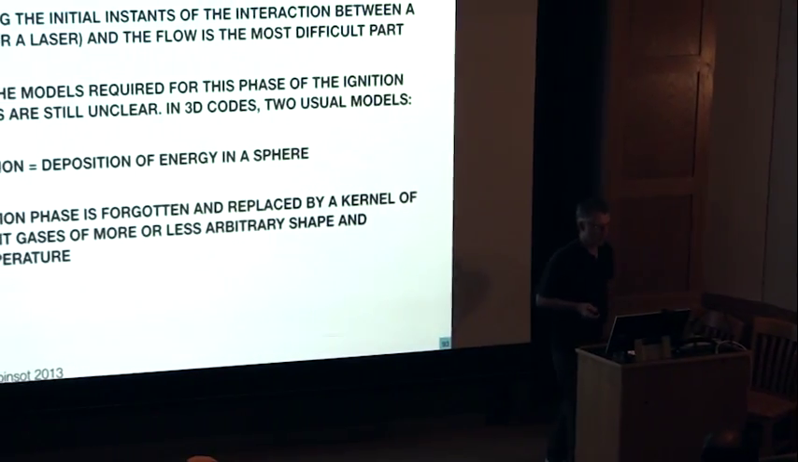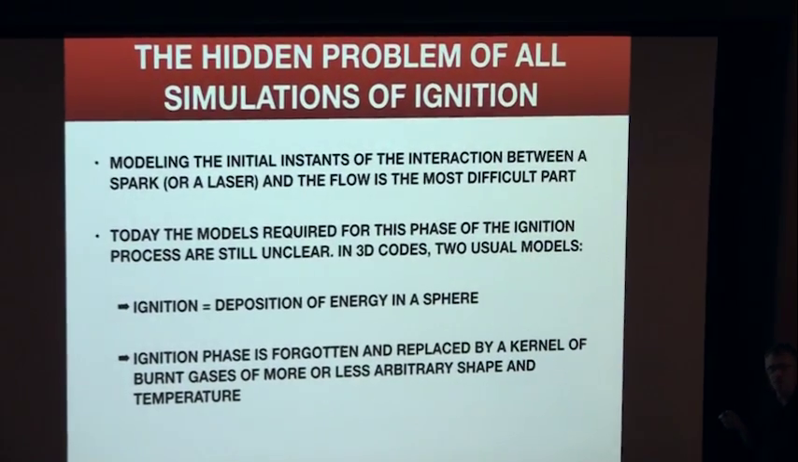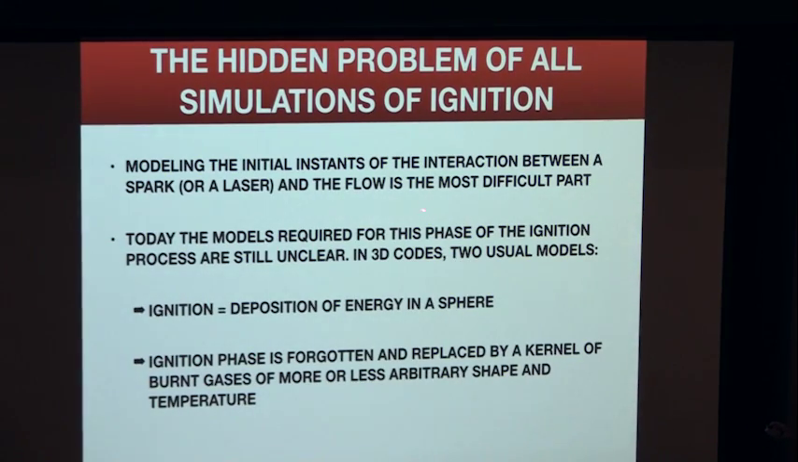it's an extremely complicated problem, and in 3D codes, we just cannot hope to capture everything which is really taking place during these plasma phases. And in most cases, there are two solutions. In most cases, we just replace the ignition by something which creates energy in a sphere, which is what I've done in most cases. Or you can even wait a little bit more, say, okay, whatever energy I do at the end of the ignition phase, what I have is a kernel of burned gases with a temperature which could be more than the adiabatic flame temperature if you have a very strong spark. And those are the two methods you have in most codes.